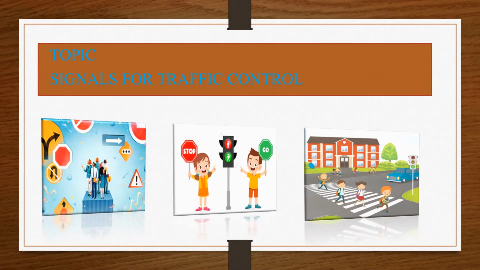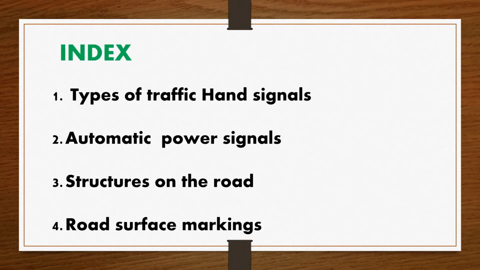Our today's topic is signals for traffic control. Index number 1, types of traffic hand signals. Number 2, automatic power signals. Number 3, structures on the road. And number 4, road surface markings.